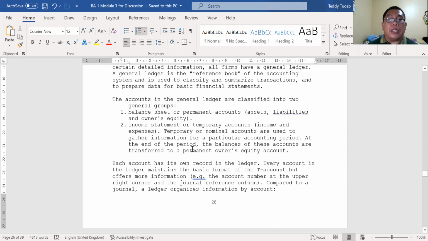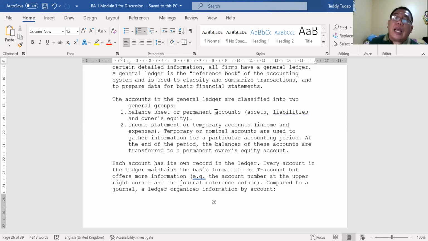And the income statement accounts, the elements of the statement of income, are what we call the temporary accounts. Why are they called temporary? Because at the end of the accounting period, they are closed. Then the balance in the general ledger becomes zero at the end of an accounting period. But the permanent accounts will be forwarded to the next accounting period. So that's why they are called permanent accounts, because they are not closed. They are forwarded to the next accounting period.